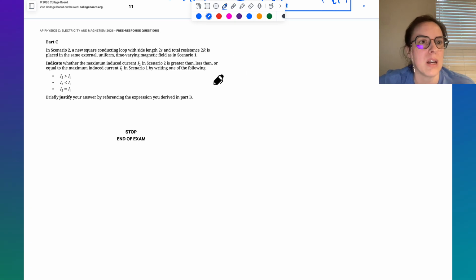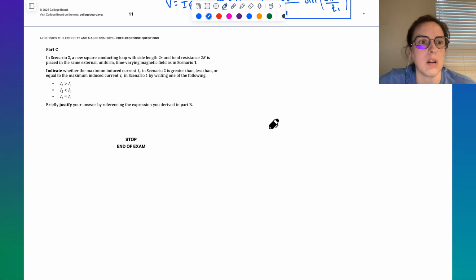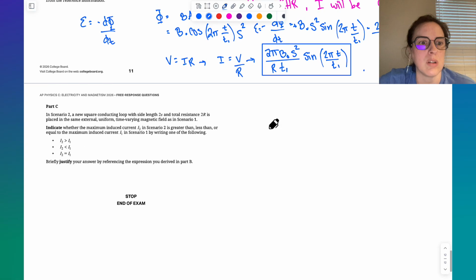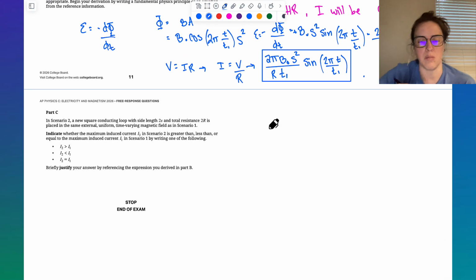Anyway, okay, so part C, in scenario 2, a new square conducting loop with side lengths 2s and total resistance 2r is placed in the same external uniform time varying magnetic field as in scenario 1. Indicate whether the maximum induced current I2 in scenario 2 is greater than, less than, or equal to the maximum induced current in scenario 1. Briefly justify by referencing your expression in part B.